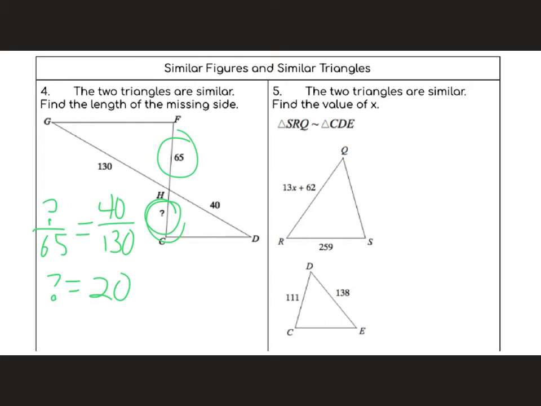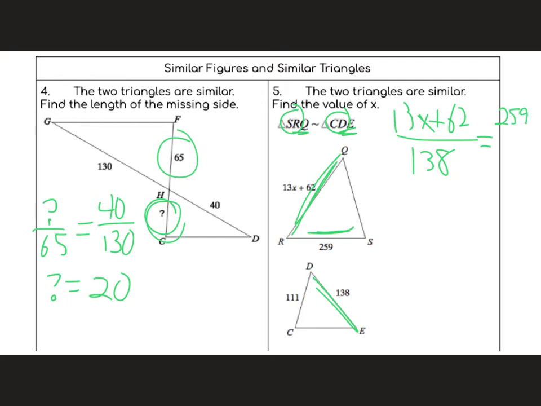And then two triangles are similar. So I've got RQ, which is here. That matches up with DE. So (13x + 62) over 138 is equal to RS, which is these ones. That matches up with CD. So 259 over 111. Don't pay attention to the fact that they're weird numbers. It's okay. So some of you may solve this in different ways, and it's okay, as long as you're doing things that are mathematically logical.